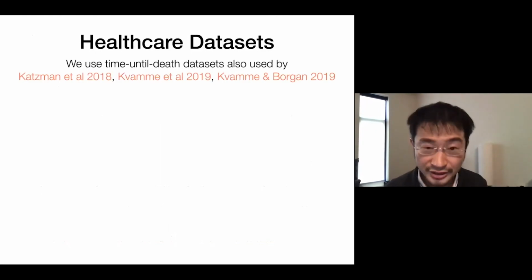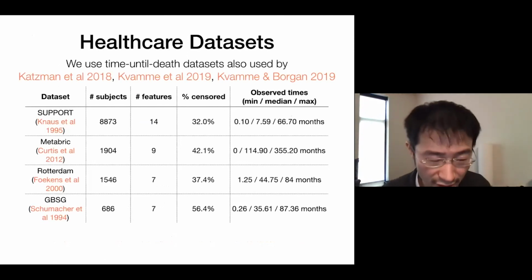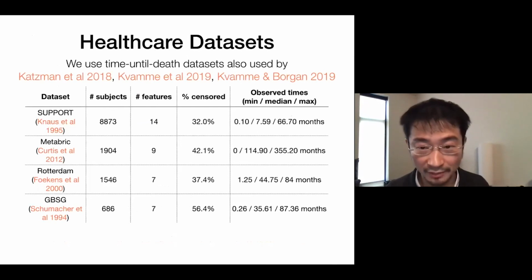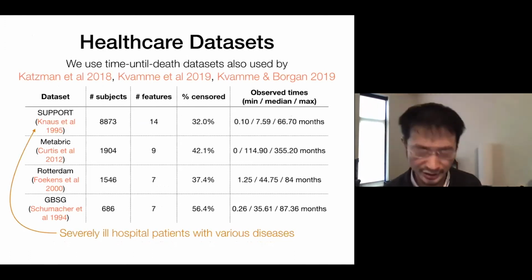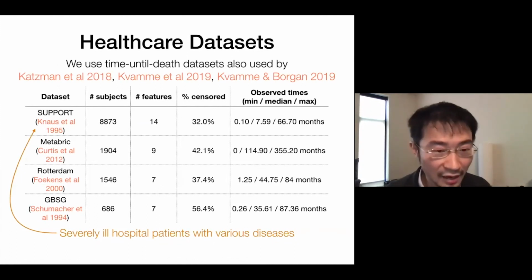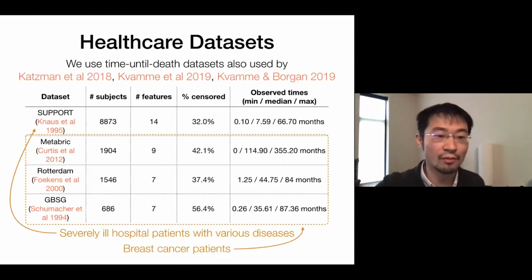I use the exact same time until death data sets that are also used by a bunch of other authors, and they are summarized here. There is SUPPORT, METABRIC, Rotterdam, and GBSG. The SUPPORT data set is for severely ill hospital patients with various diseases, including cancer, but also things that aren't cancer. Whereas the three data sets down here, METABRIC, Rotterdam, and GBSG, are all for breast cancer patients. And METABRIC in particular is looking at genetic data.